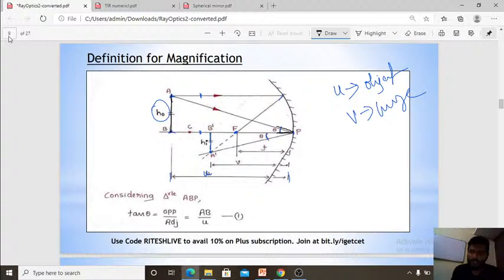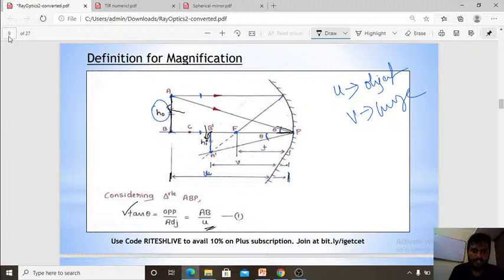You have to consider it in such a way that the H naught term should come. For that sake, I will take tan theta. Tan theta is nothing but opposite divided by adjacent. Adjacent is nothing but BP, that is the object distance. That is the one equation I got.